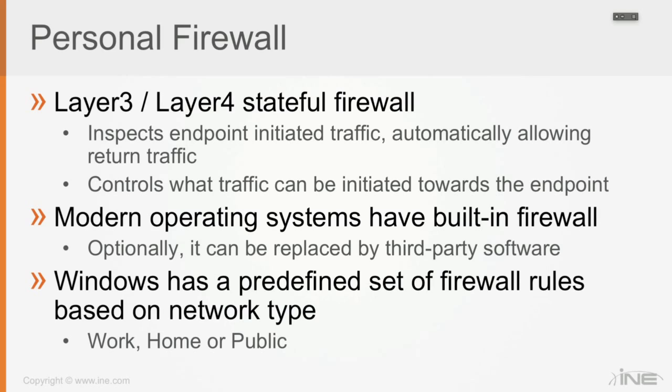Windows has a predefined set of firewall rules, for example, based on the network type. When you connect to a new network, Windows is going to ask you, is that a work network, a home network, or a public network? And based on the network type you choose, it's going to make the firewall stronger or less strong. If you tell Windows it's a public network, then it's going to make the firewall policy stronger, more secure, because you're exposed to more danger in a public network as opposed to a work network or at home. So based on what you select there, it's going to apply a set of predefined firewall rules on that computer.